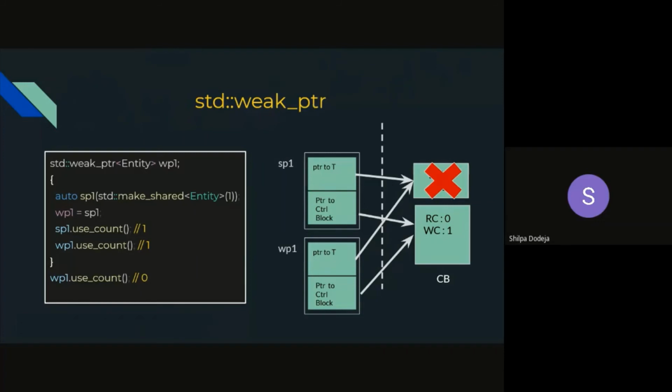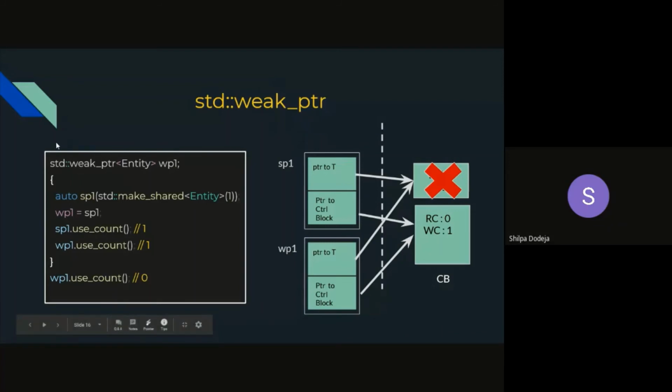Why? Because once SP1 goes out of scope, the underlying object will go out of scope. Now, how would the weak pointer know that the pointer it is holding is a dangling pointer? With the help of these reference counts. If the reference count is 0, that means the underlying object has expired. It is no longer alive. So I would get the empty shared pointer.